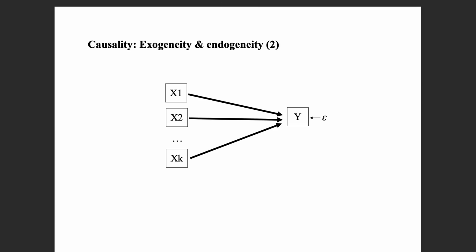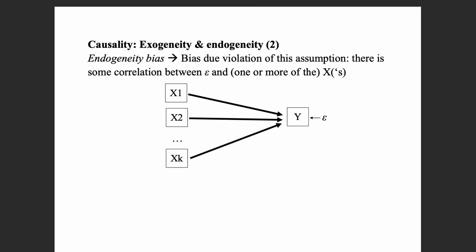So again, this is our graphical representation of our regression model. I think the best way of understanding what exogeneity implies is if we talk about the reverse, endogeneity. Endogeneity is the reverse of exogeneity, and in endogeneity bias is a situation where this assumption of exogeneity is violated, is not true. In other words, if there is some correlation between our error term and one or more of our x variables, that is what endogeneity bias represents.